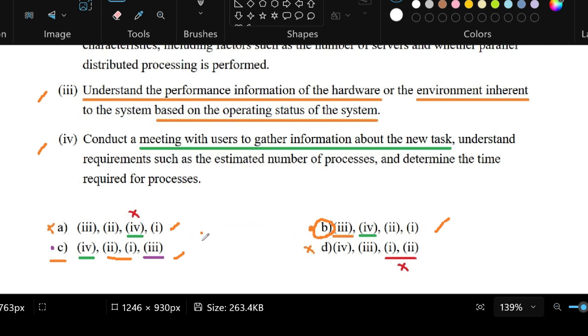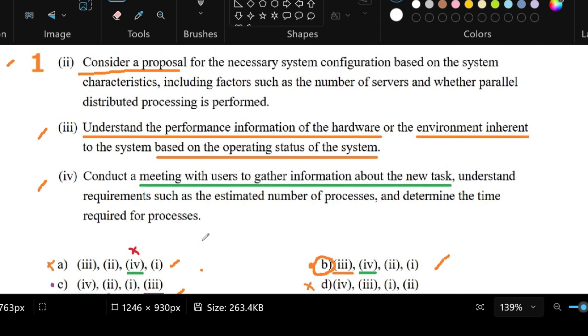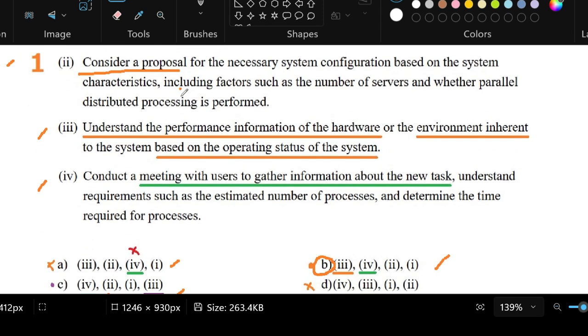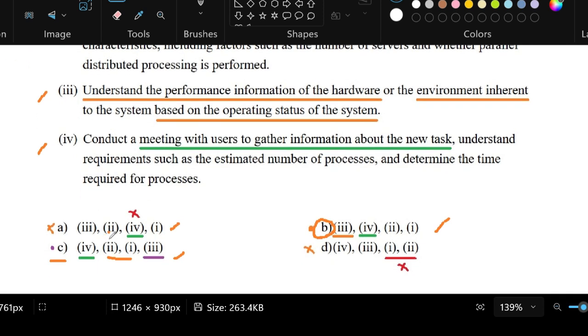But what about A? What went wrong with A? I thought that A has the meeting after we are considering a proposal for the necessary system reconfiguration. I think the meeting should come before the consideration of a proposal. So that's why A wasn't a likely answer. So it was really C or B. But like I said, I ended up with C when in fact the correct answer, according to the answer key, is supposed to be B.